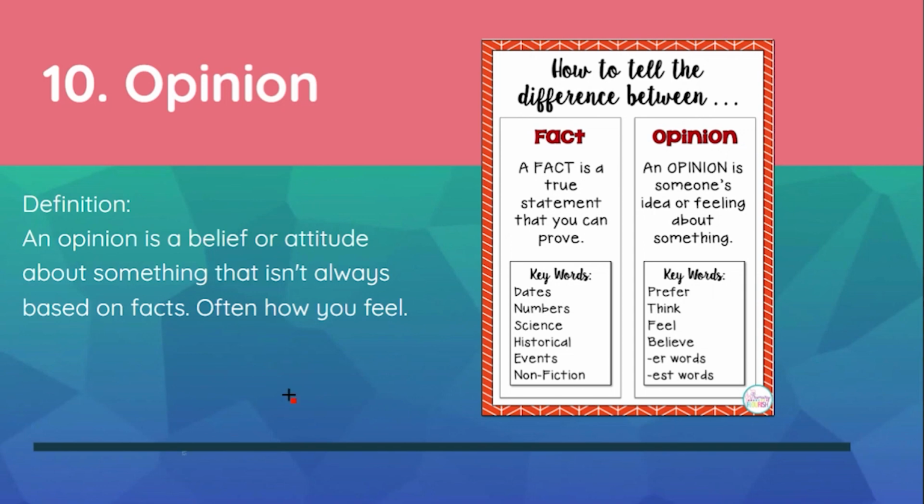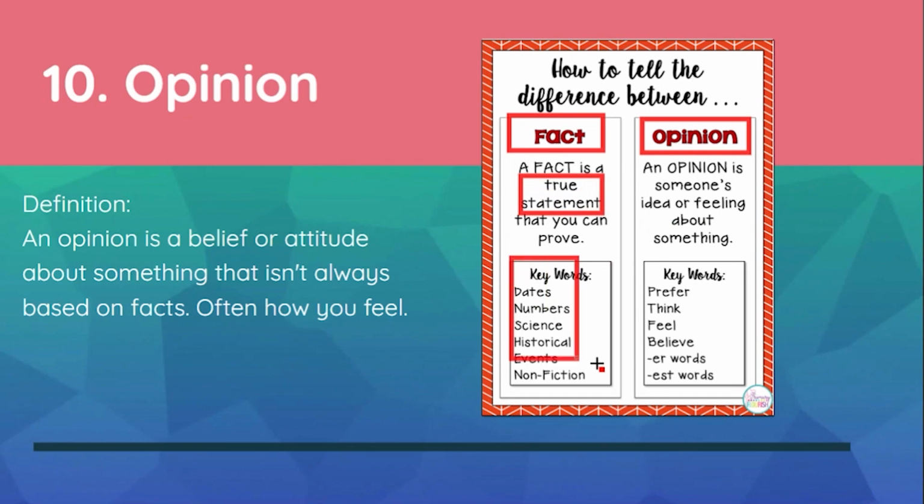And it's important to differentiate the difference between fact and opinion. A fact is a true statement that you can prove. Keywords over here, you're going to use things like dates, numbers, science, historical events, nonfiction information to back up your facts and to show that they are irrefutably true.